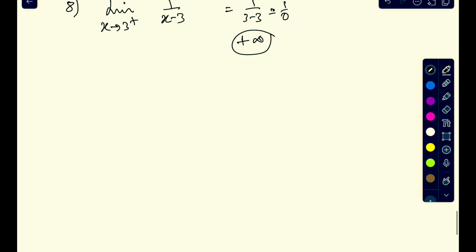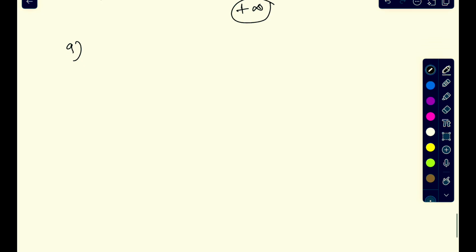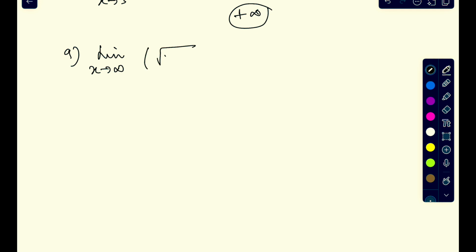Okay. Let's try to do another question. Let's say if I ask you a question, x approaching infinity, we have to find the square root of x square plus 5x minus x. Okay.